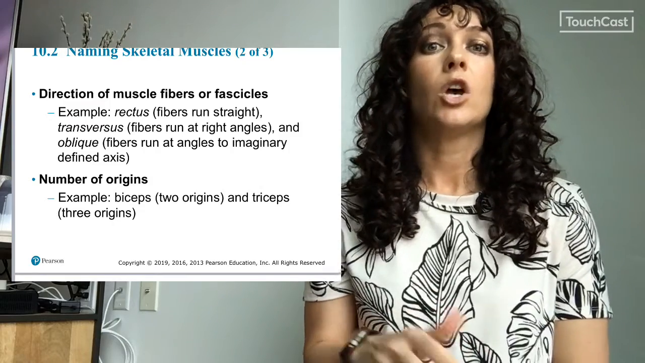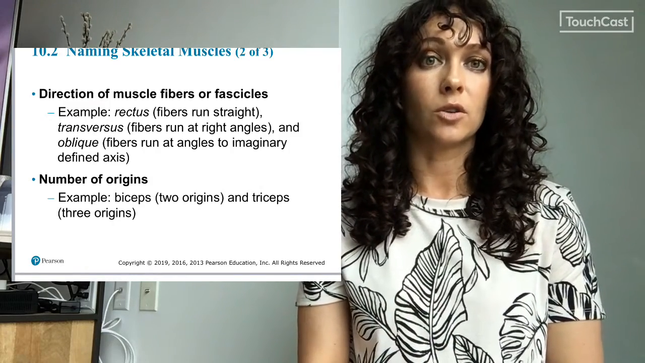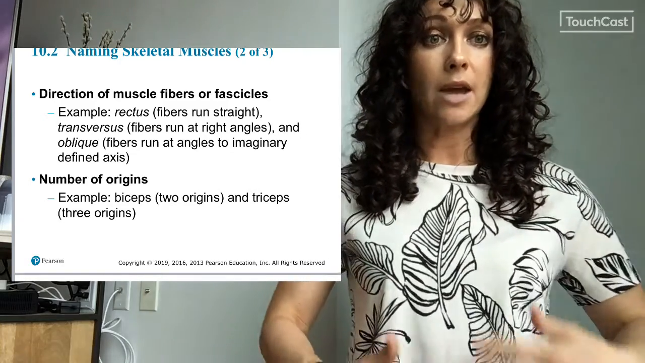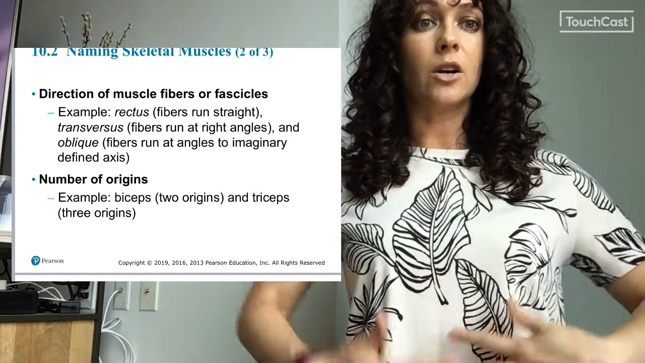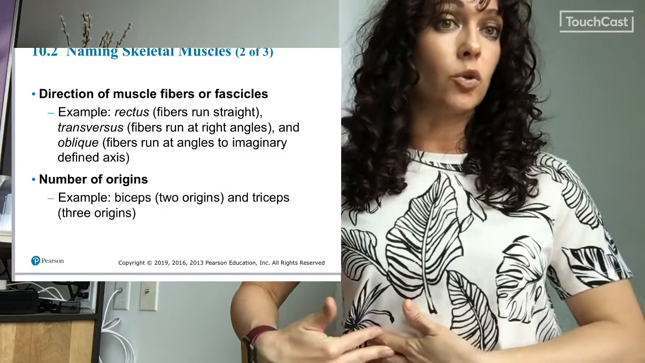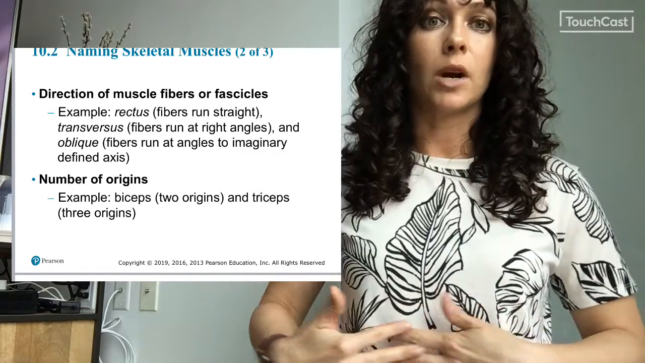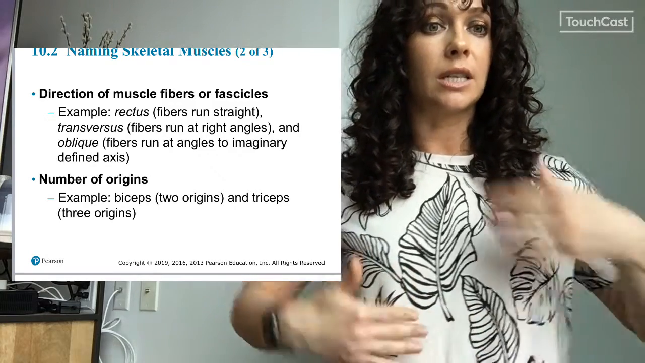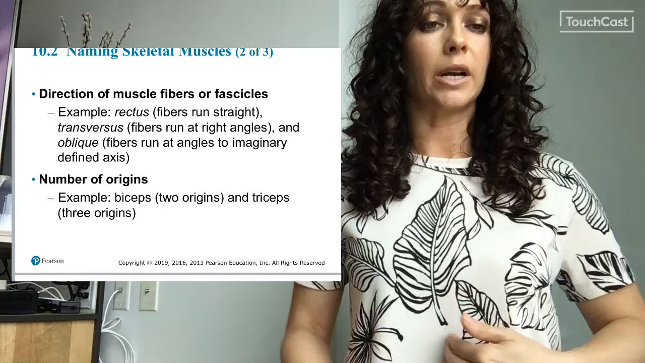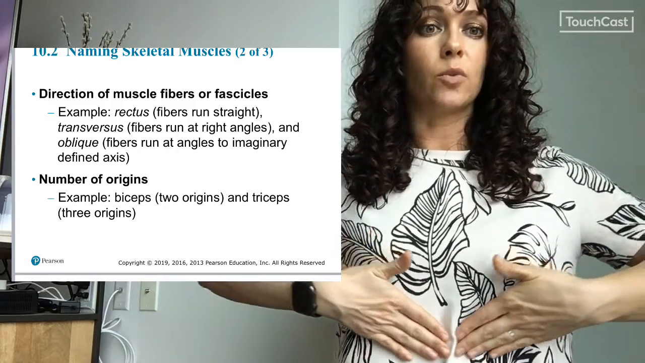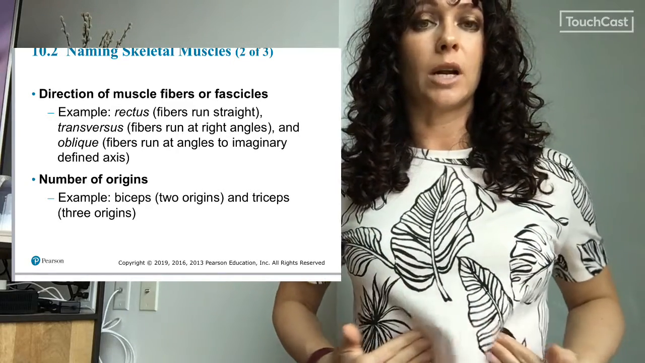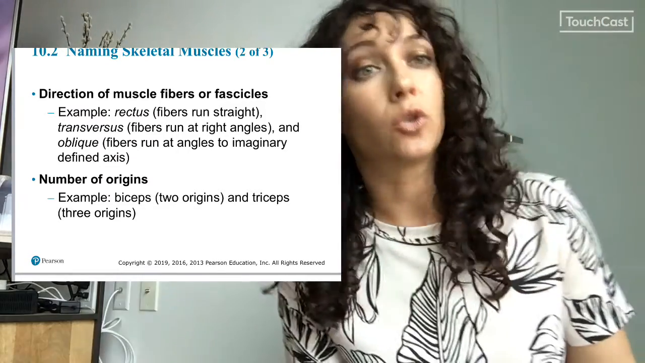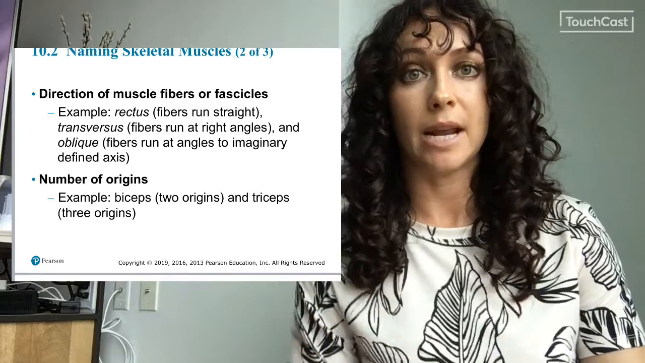But we also have two other types of abdominal muscles. We also have a transverse abdominis. This is going to run at a right angle. So we have rectus abdominis here. Transverse abdominis is going to run opposite of that. It is going to run east-west. And then finally, our oblique muscles are going to run at angles to this imaginary axis, or when we think about running straight up and down. So we have obliques running this way, and we have obliques running this way. So the direction of those muscle fibers, or its fascicle arrangement, is another way in which we name muscles.